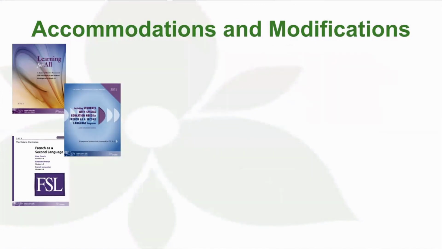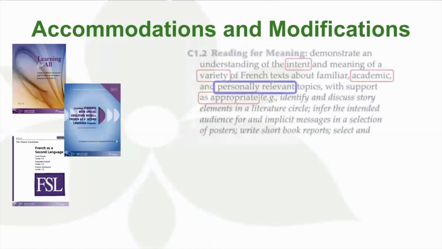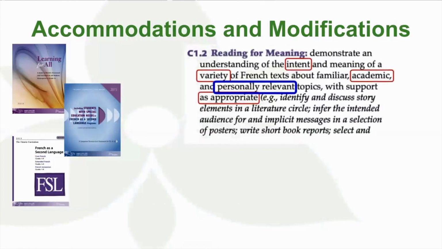In FSL, modified expectations for most students with special education needs will be based on regular grade-level curriculum with an increase or decrease in the number and/or complexity of expectations. For example, we could take expectation C1.2, Reading for Meaning, from the grade 7 French immersion curriculum. One way that this expectation can be modified is by changing the complexity of the expectation, therefore removing qualifiers such as intent, variety, and academic, and ensuring that the student always has access to support.